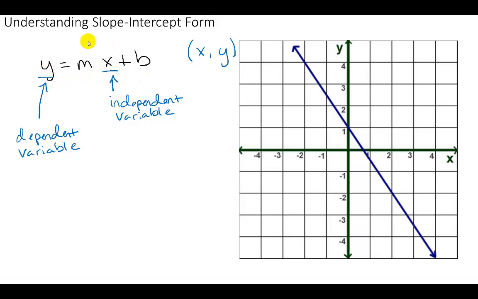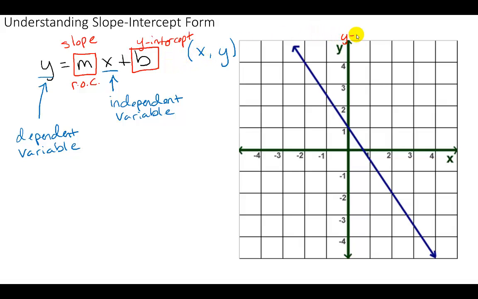When we are working at creating our slope-intercept form, we're going to need to replace the m and the b. The x and y will stay. The m is our slope, or the rate of change, while the b is the y-intercept. The y-intercept is where the line crosses the y-axis.